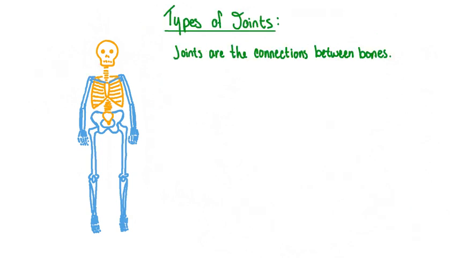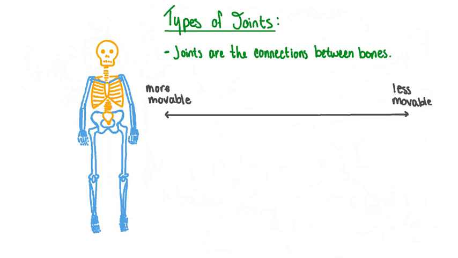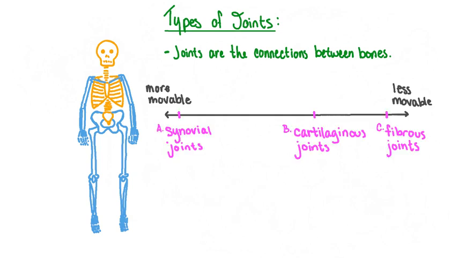Joints are what we call the connections between 2 or more bones. There are 3 major types of joints in the human skeletal system, and some are more flexible or movable than others. The 3 major joint types are synovial joints, cartilaginous joints, and fibrous joints. Synovial joints are highly movable. These joints are cushioned and lubricated by a special type of fluid called synovial fluid.